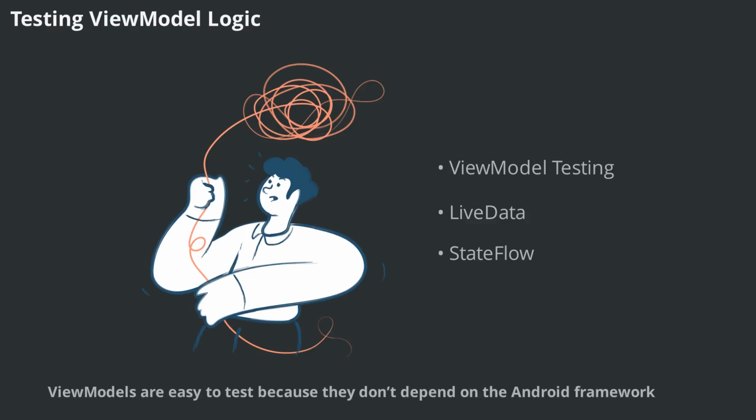ViewModels are easy to test because they don't depend on the Android framework. You can use JUnit and observe LiveData or StateFlow to verify outputs. Interviewers may ask you to write tests for ViewModel logic.